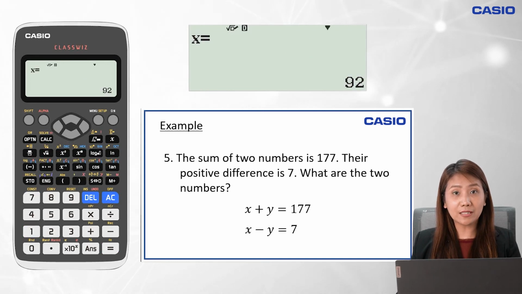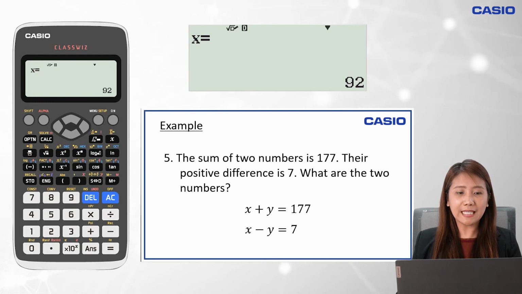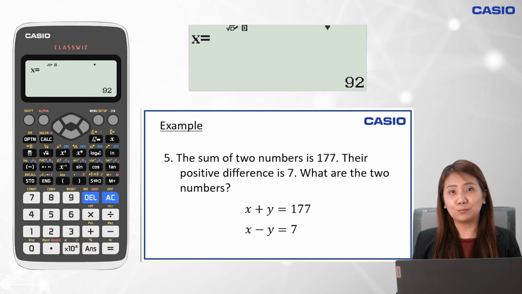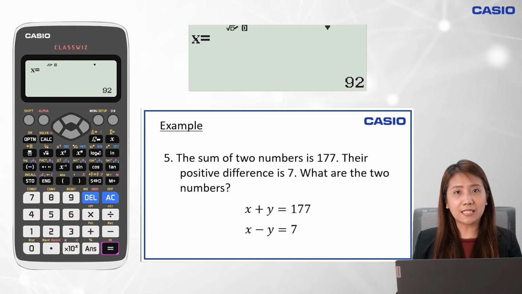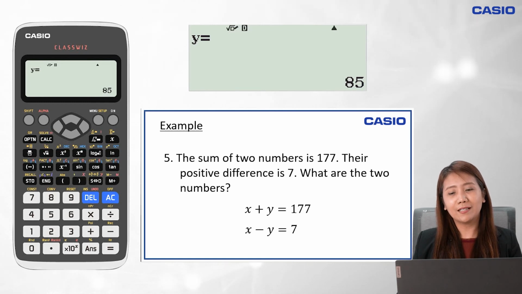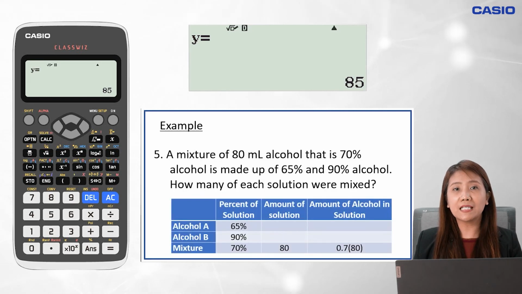We click on equal sign and the value of x will appear, which in this case is 92. Press equal sign again, and the value of y is 85. Therefore, the two numbers are 85 and 92. We can also apply systems of linear equations in solution problems.